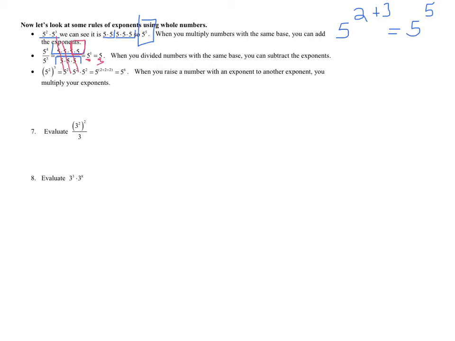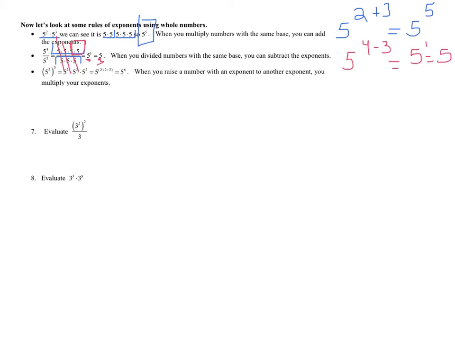is just 5. So when you divide numbers with the same base, you actually subtract the exponents. So here we did 5 to the 4 minus 3, which gave us that 5 to the 1st, which was 5.